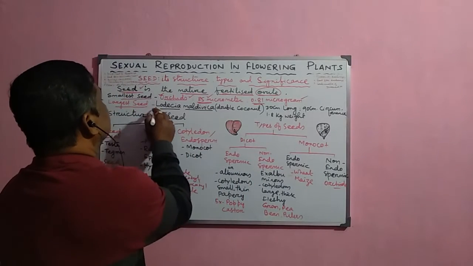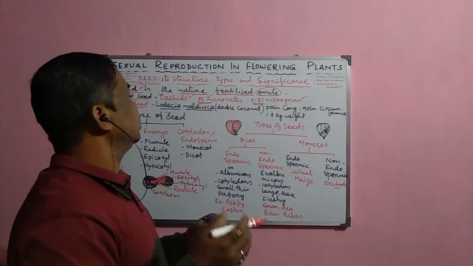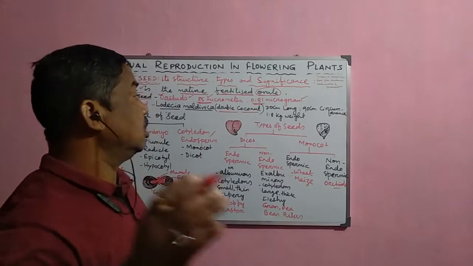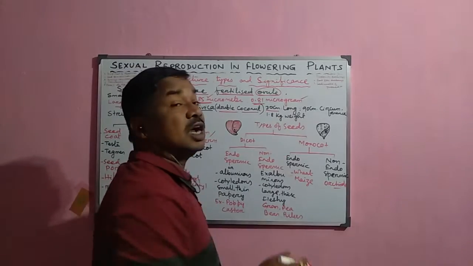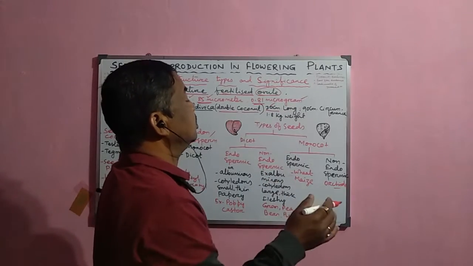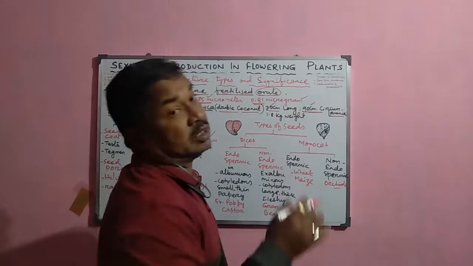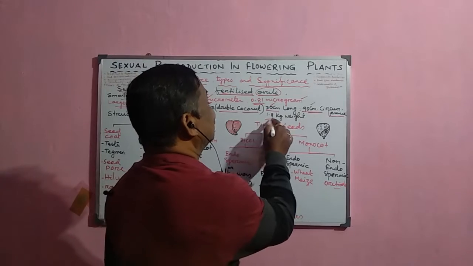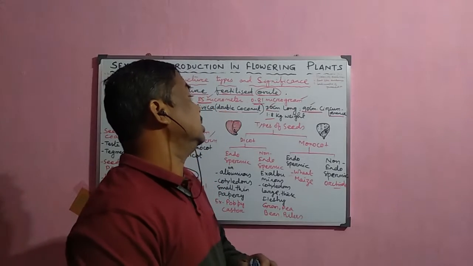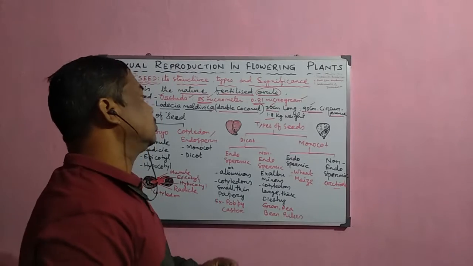Then the largest seed observed is Lodoicea maldivica, commonly called the double coconut. The length of this seed is about 30 centimeter, and the circumference of the seed is normally 90 centimeter. The weight of this seed is about 1.8 kg, that means around 2 kg. So that is why this is the largest seed observed in the angiospermic plant.